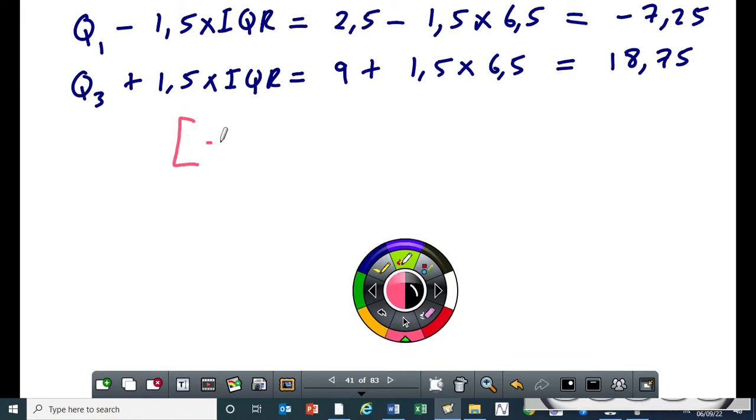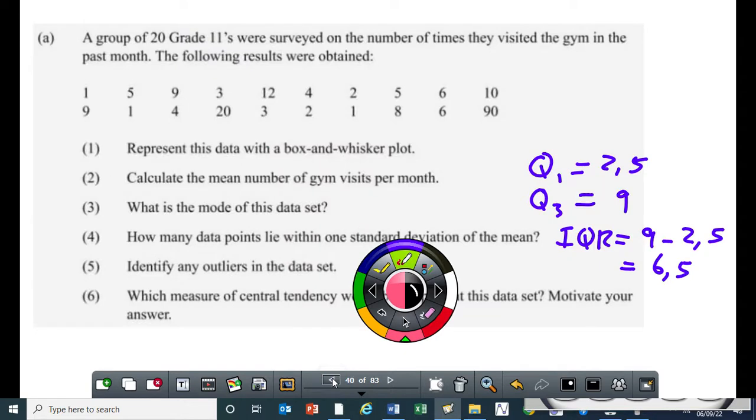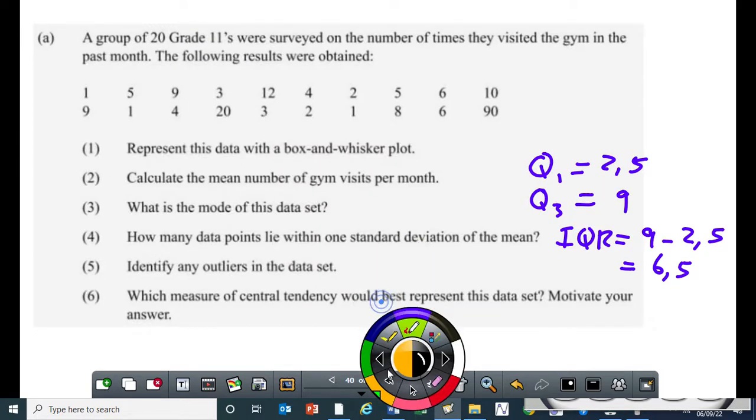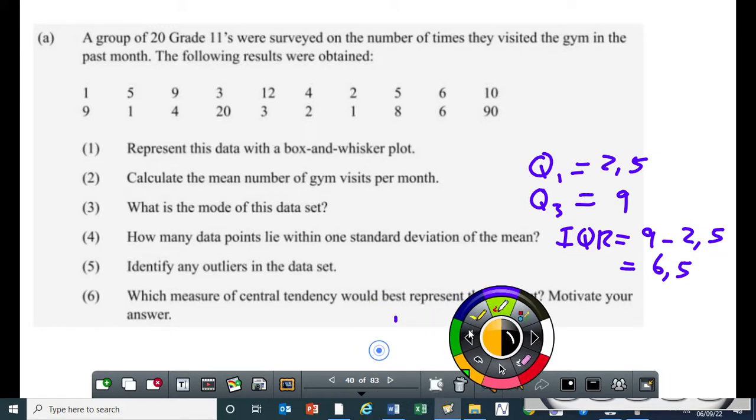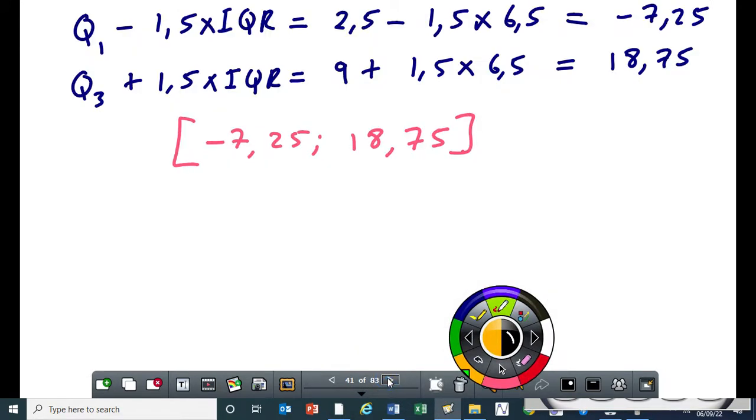So what this means is, if a value is outside this interval, then it's an outlier. Okay? If a value is outside that interval, then it's an outlier. So what you do, you just go to your data set, the original data set. We don't have any negative value. Okay, so let's just check the ones that are outliers. Remember, our interval is from minus 7.25 up to 18.75.